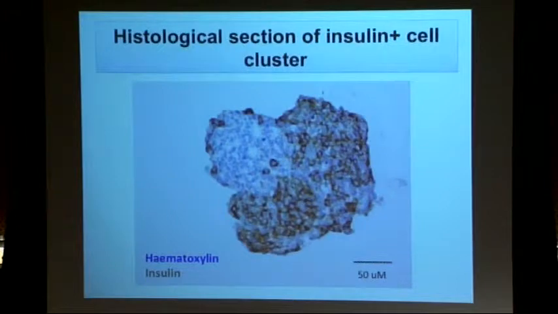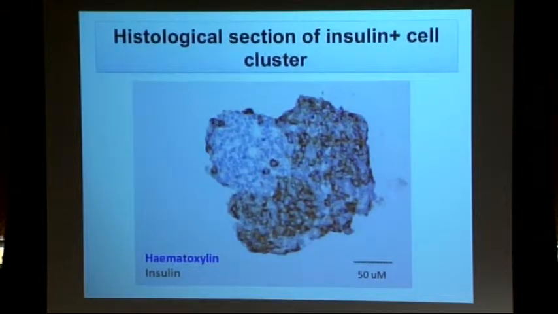So this is a fixed section through one of those spheres, and it's been stained for insulin. The insulin-stained cells are in brown. And so you can see there pretty well about half of the cells have done what we want them to do. So that brings up a point that I have not mentioned so far, which is at the end of the process, things go a bit awry.